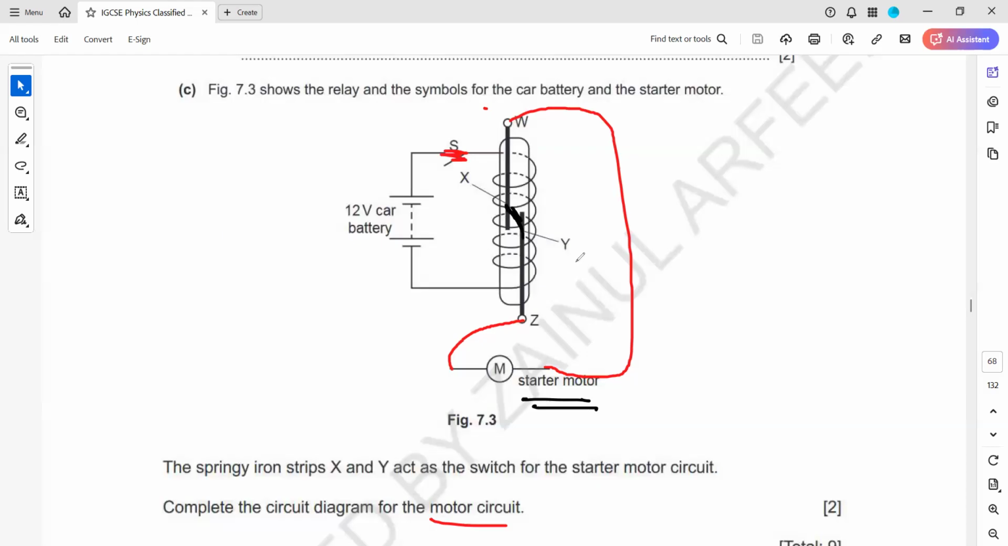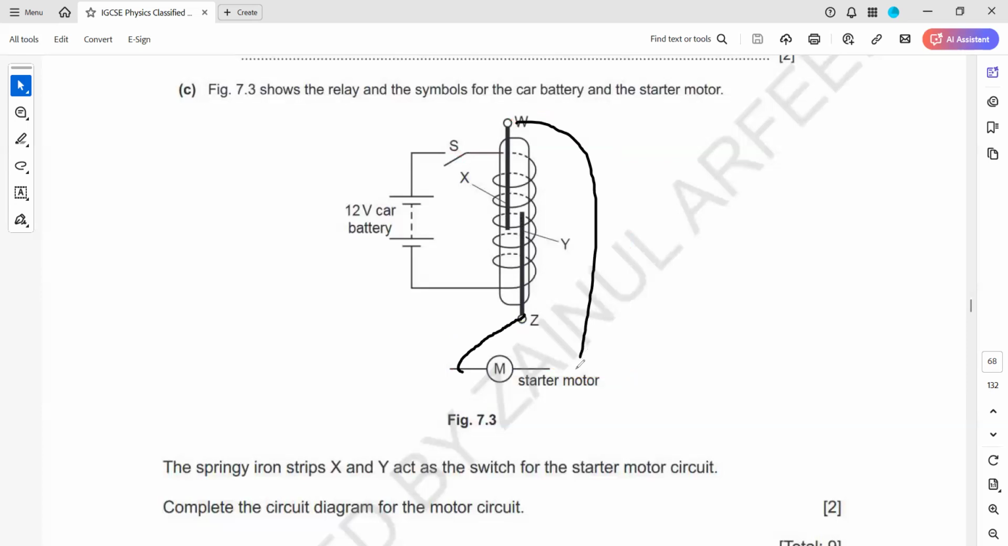Sir, if I connect here, look, this is one way. Or if I connect here, sir, there are two ways to connect it, either by the car battery or from Z and W. No. This connection is there. This has to be connected like this, so that the switch.